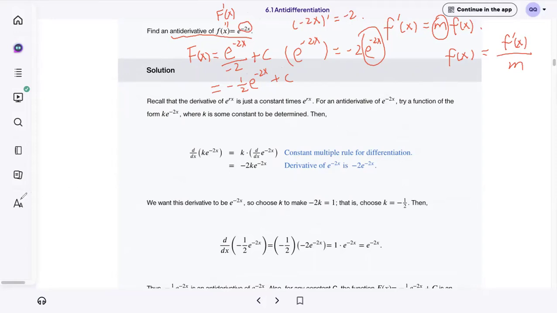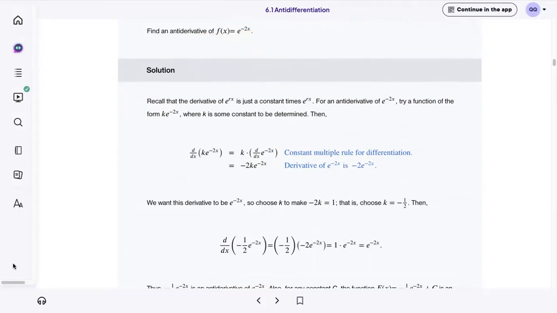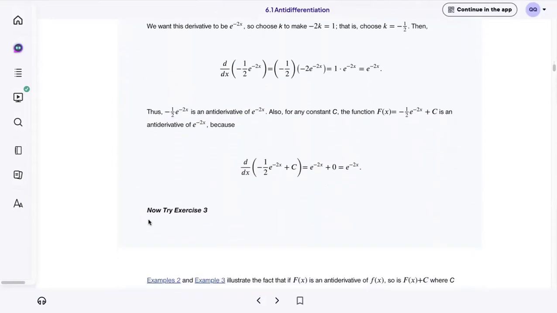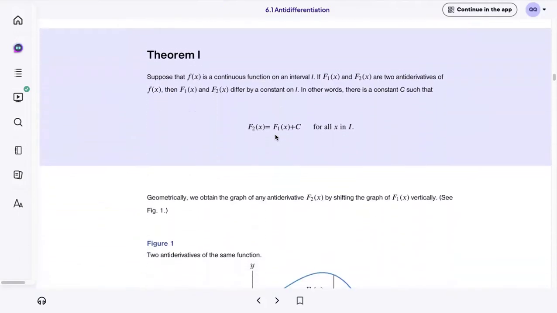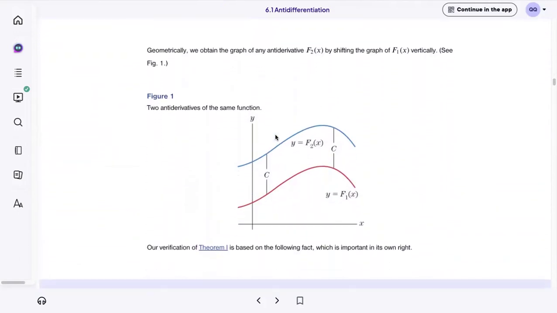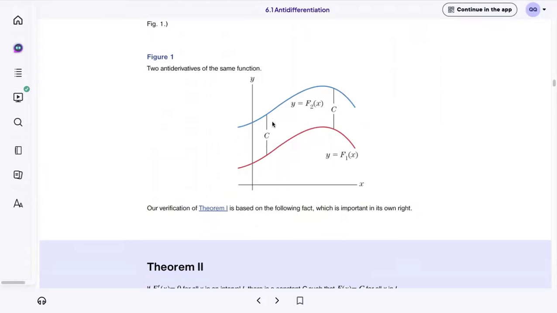All right. You may go through the textbook. The antiderivatives are a family of functions, really depending on the constant term c.